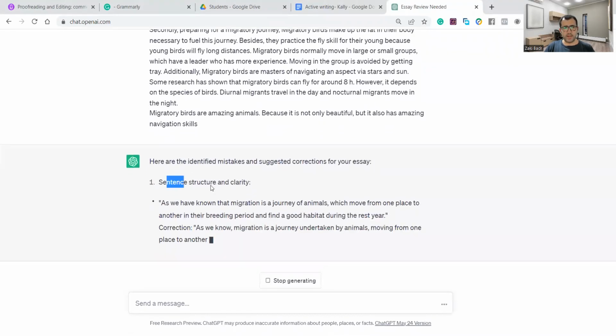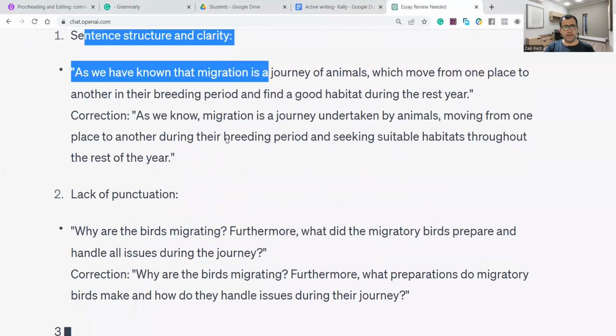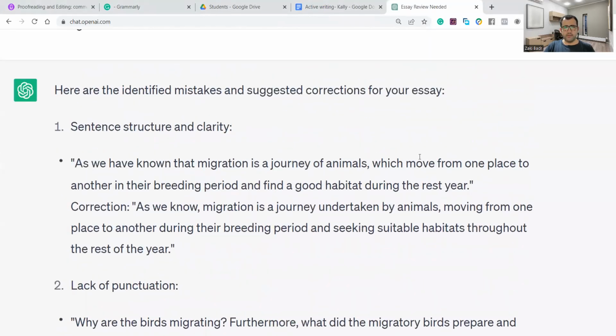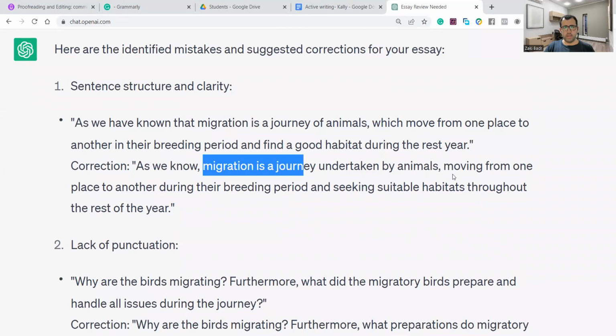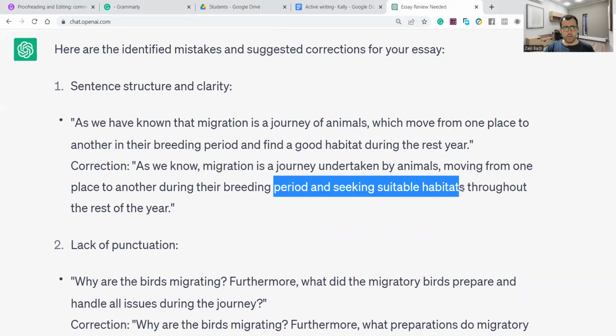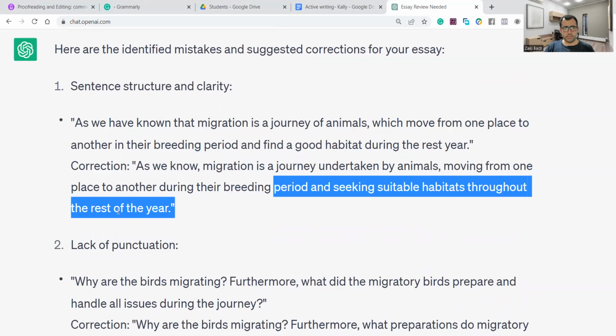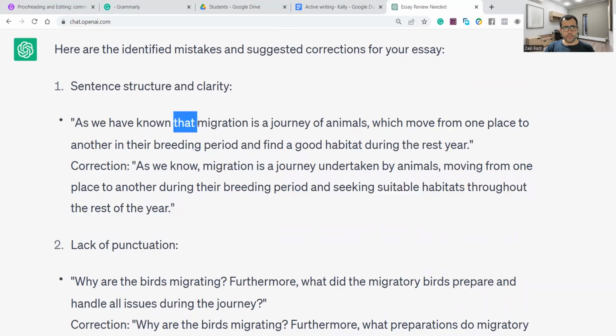and then it will say sentence structure and clarity. As we have known that migration is a journey of which, and so on. Correction: as we know, migration is a journey undertaken by animals, moving from one place to another during their breeding period and seeking suitable habitat throughout the rest of the year. So you can see here, it just changed that, because that also introduces another connecting phrase, can introduce a sentence.